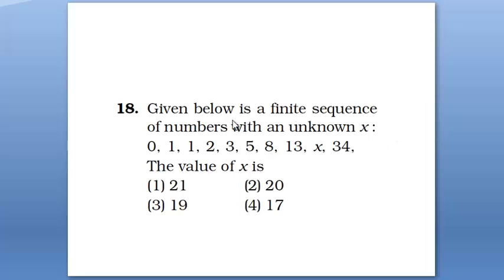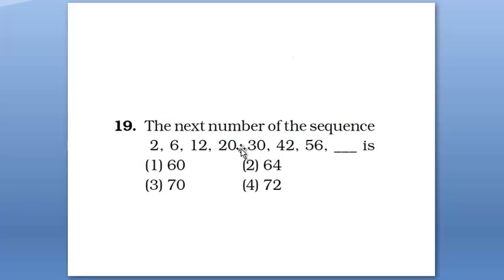The Fibonacci sequence is obtained by adding the previous two numbers to get the next number. So 0 plus 1 gives you 1, 1 plus 1 gives you 2, 2 plus 1 gives you 3, 3 plus 2 is 5, 5 plus 3 is 8, and so on. So 13 plus 8 will give you this number, which is 21. That gives you the answer. So this is basically just the Fibonacci sequence. If you get a question like this, it is your lucky day.